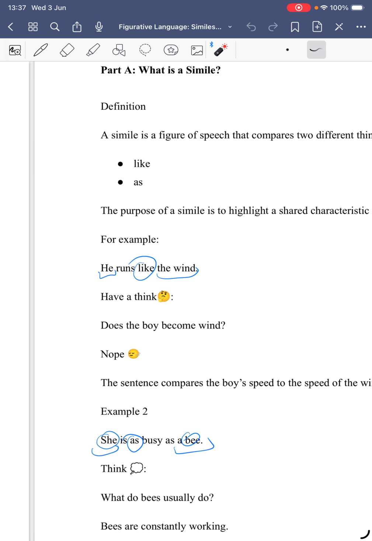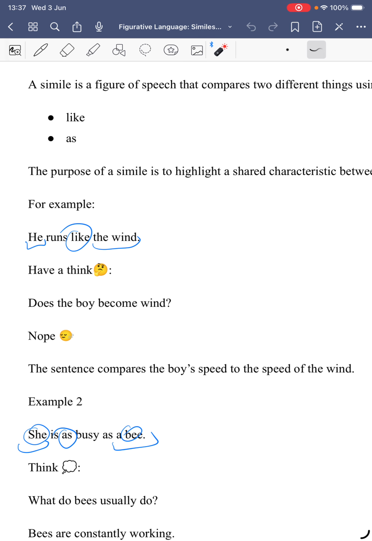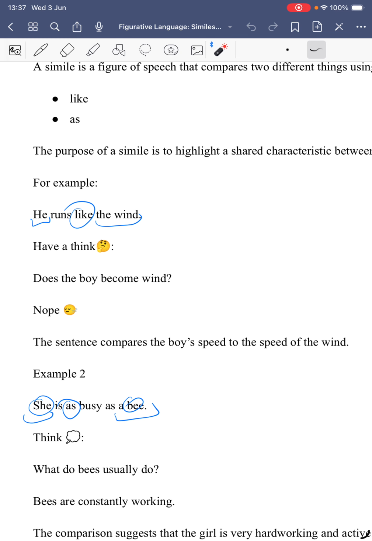Let's look at the example below. He runs like the wind. We have the subject, he, the object, the wind, and the comparing word, like. In this sentence, we are comparing he and the wind by using the comparing word like. Have a think. Does the boy really become the wind? Of course not, right? The sentence is only trying to say that the boy is running so fast, like the speed of the wind, which is very fast.